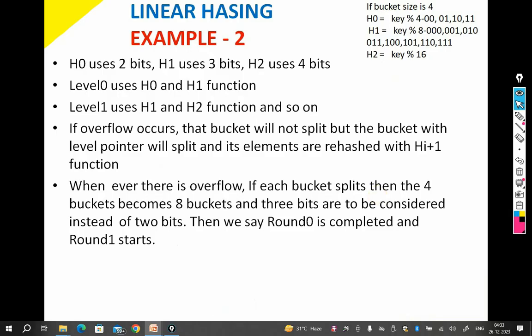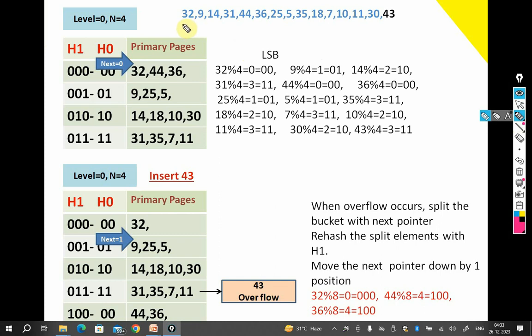Let us discuss an example on linear hashing. H0 is key mod 4, H1 is key mod 8, H2 is key mod 16, and H3 is key mod 32, and so on. If the bucket size is 4, we need to start the hash function from key mod 4, then key mod 8 (H1), H2 key mod 16, H3 key mod 32. Let us take some values, which I am going to demonstrate.